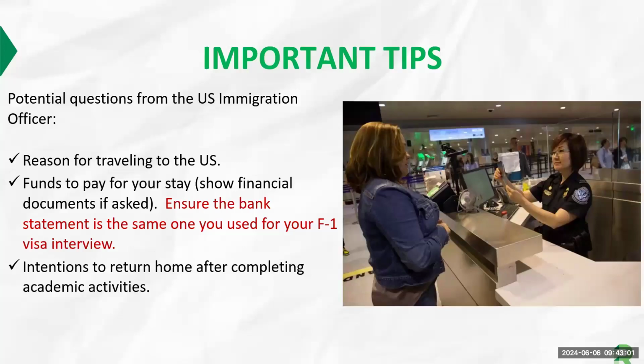Basically, just tell them you are an F1 status student, you are going to Chicago, Roosevelt University. That's the reason for your travel to the United States. Funds to pay for your stay: basically, you show them the financial statement.